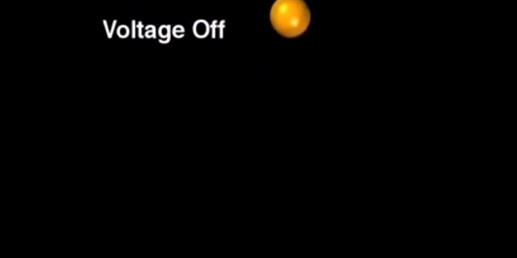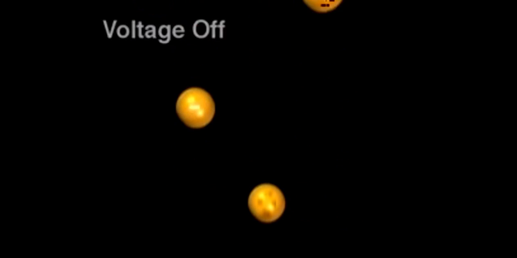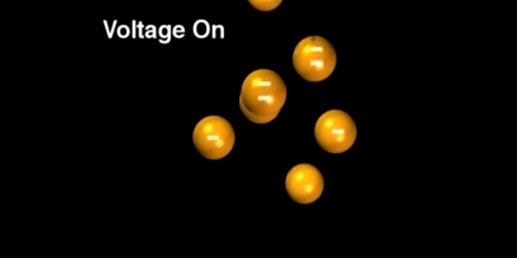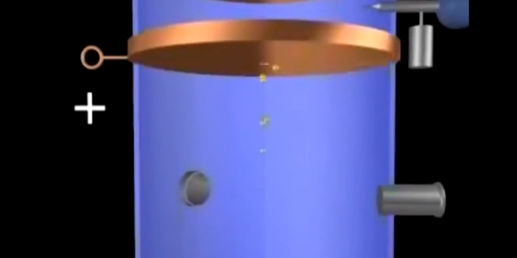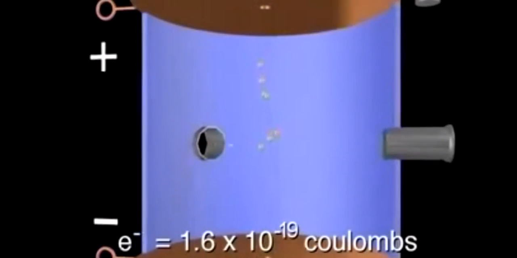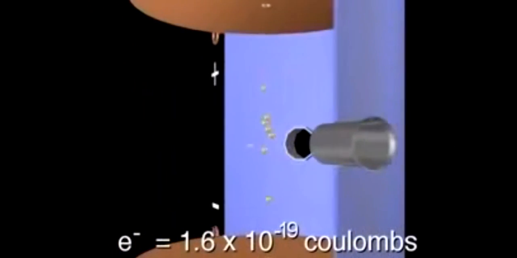When there is no voltage applied, the fall of the droplets is determined by their mass and the viscosity of air through which they fall. When a voltage is applied, the droplets that have a negative charge will fall more slowly, stop falling, or even rise, depending on the number of charges on them. By adjusting the applied voltage and observing the droplets both with voltage off and voltage on, Millikan was able to determine that the charges on the droplets were all multiples of the smallest value, 1.6 times 10 to the minus 19th coulombs. He took this to be the charge on a single electron.